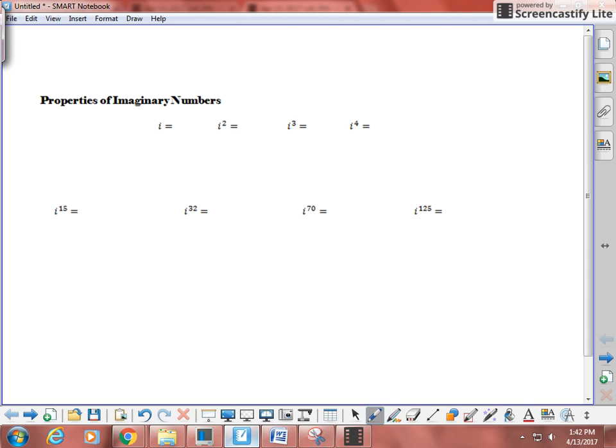Our next section is on imaginary numbers. So what we're doing to begin with is deciding, if an imaginary number is raised to a power, what is it actually equal to? Because there's 4 different types that we can go with.